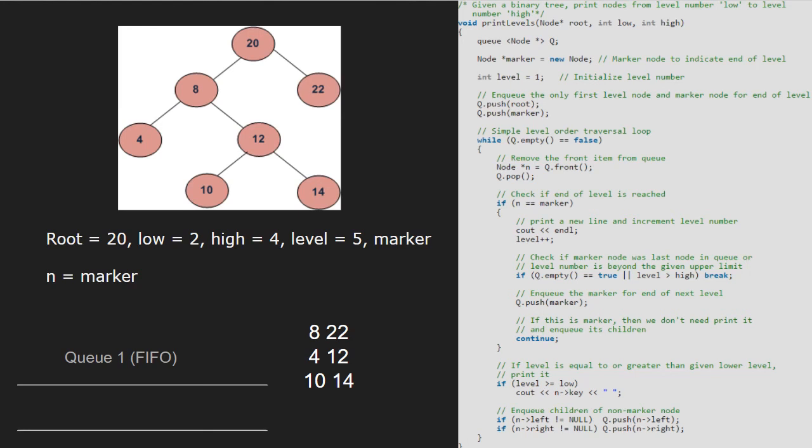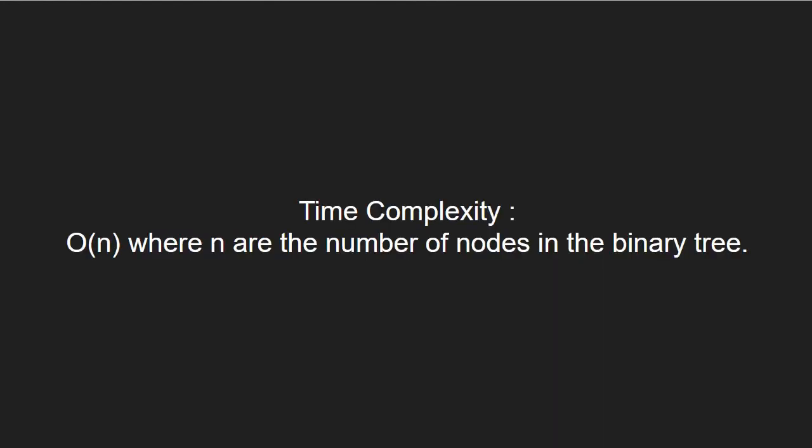Now let us have a look at the time complexity of the program. This code will run in big O of n complexity. Here n are the number of nodes in a tree.